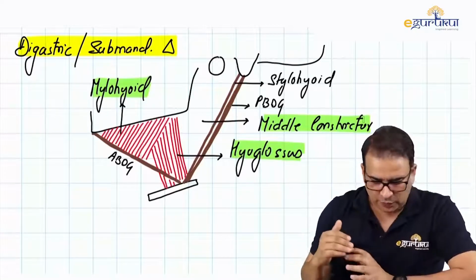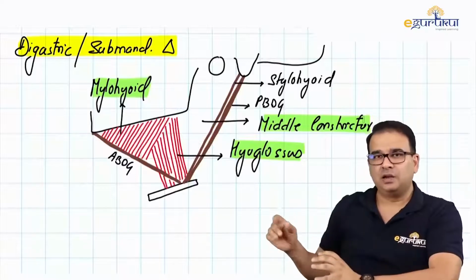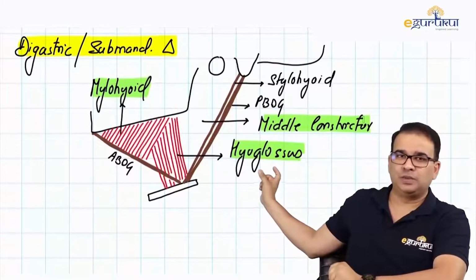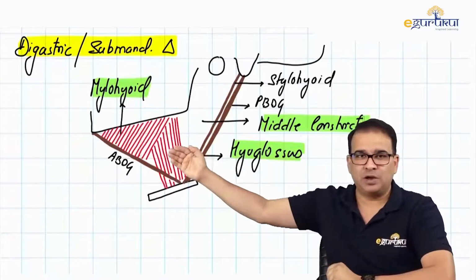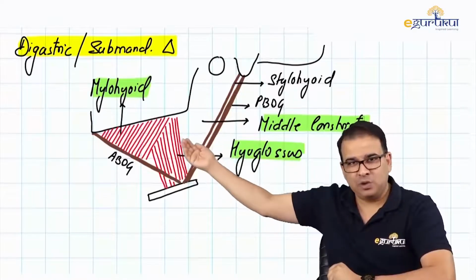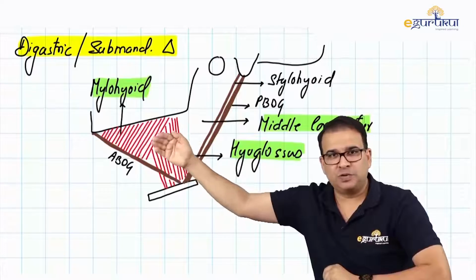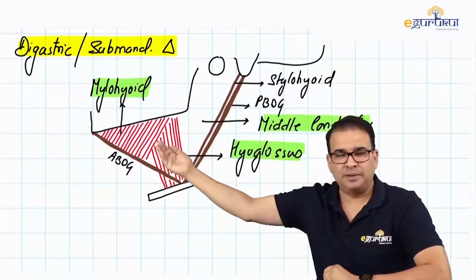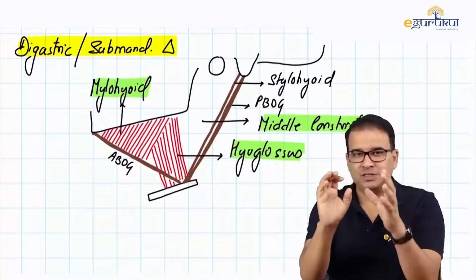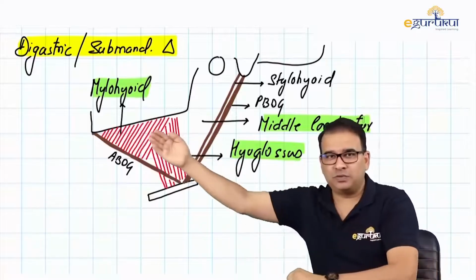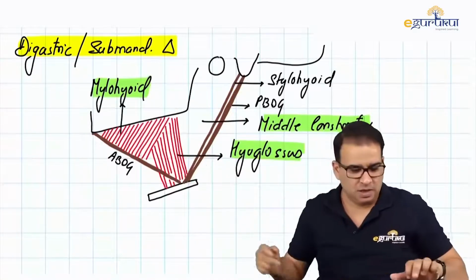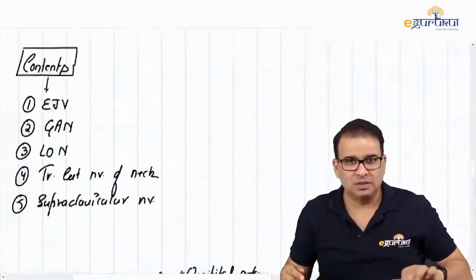So guys, we will be approaching the contents of this triangle from this muscle point of view: what structures are superficial to hyoglossus, what structures are deep to hyoglossus. Then we look at mylohyoid, what structures are superficial to mylohyoid, what structures are deep to mylohyoid. But I wanted you to understand a few things here already, because mylohyoid is superficial and hyoglossus is deep, which you can see in this picture also.